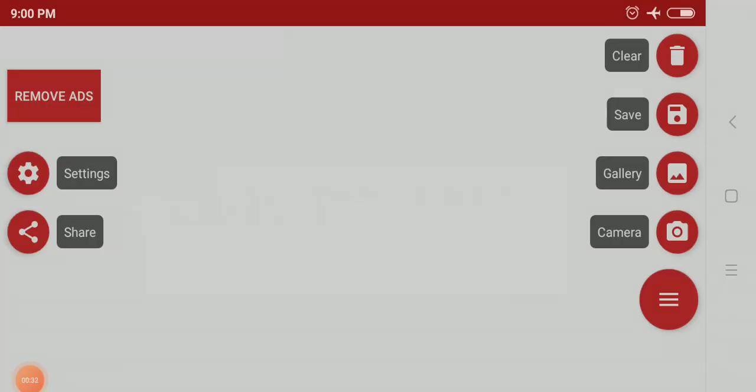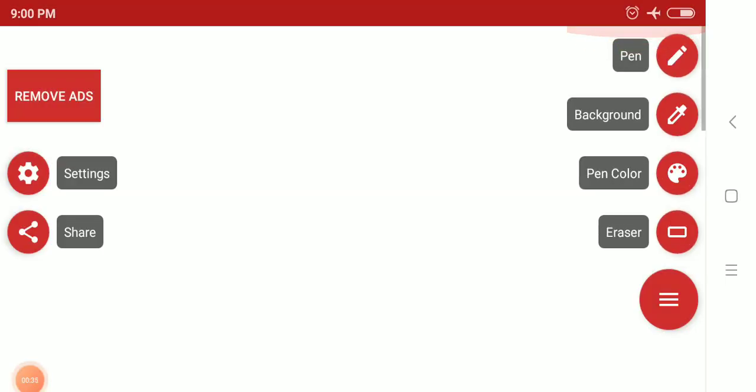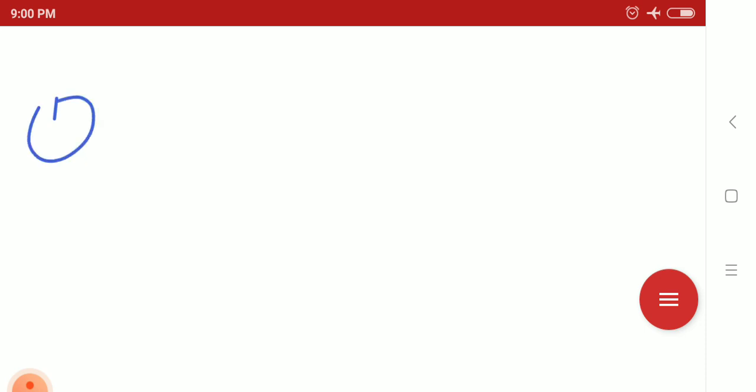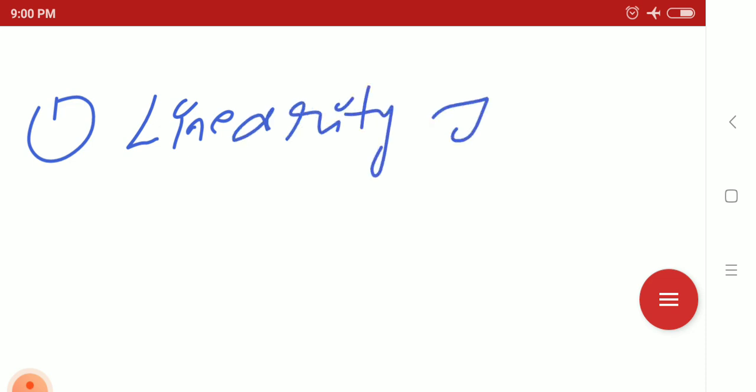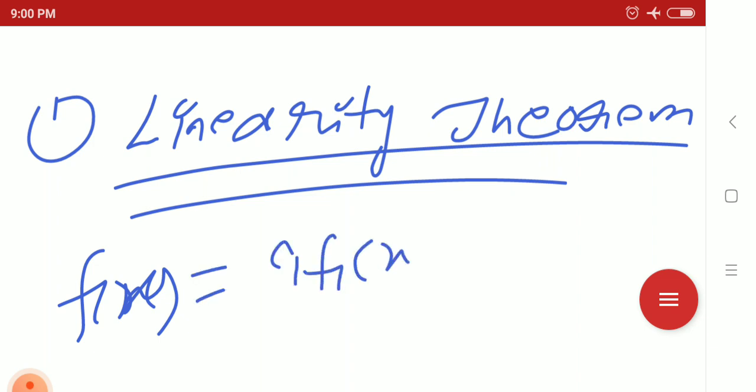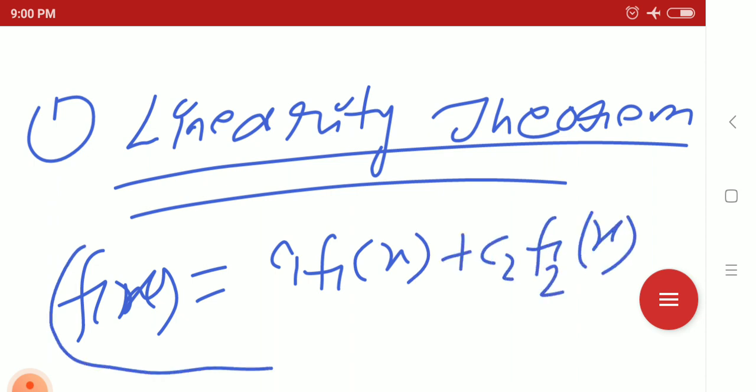What are the properties of Fourier transformation? Property number 1 is the linearity theorem. The first property is that if you have a function such as f of x equals c1 f1 of x plus c2 f2 of x, this type of function.